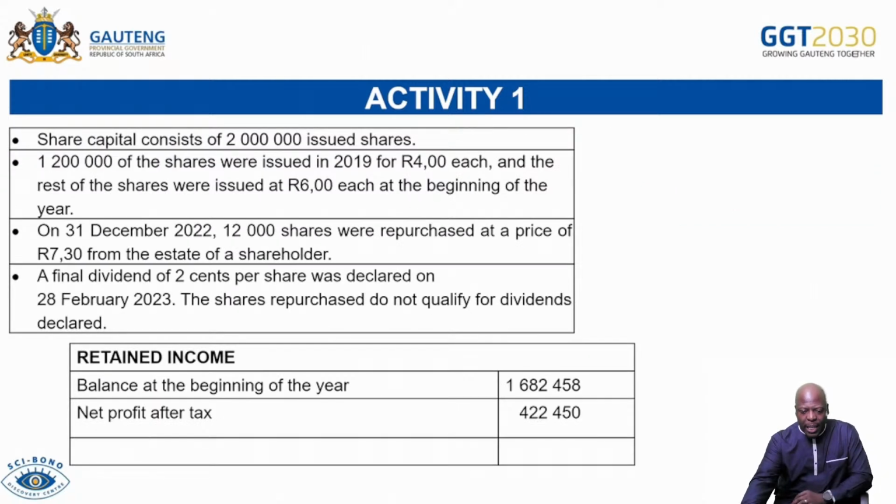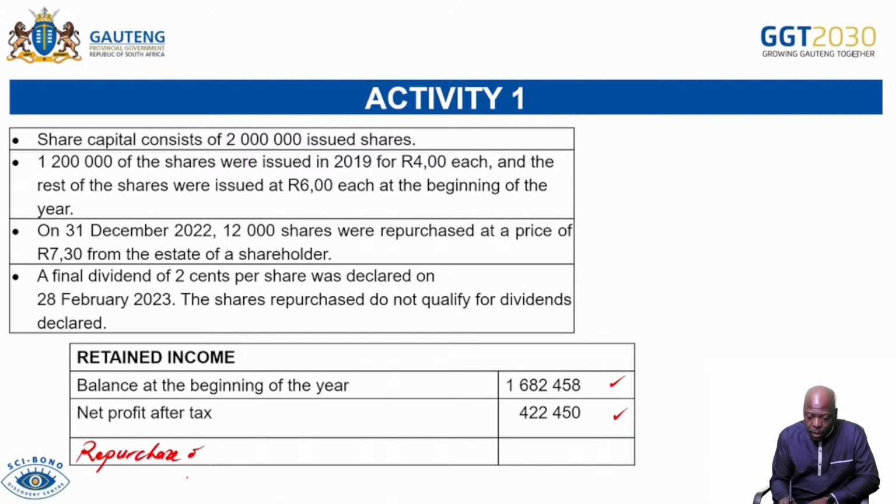All right, so we are given here information that has to do now with share capital, because we know that after we have our balance at the beginning, we're going to have net profit after tax. What comes after this? It's going to be repurchase of shares. So the next thing that comes here is repurchase of shares. And I am going to open bracket so that I can put the amount in there on the repurchase of shares. But for me to understand this better, I must be able to calculate certain amounts.